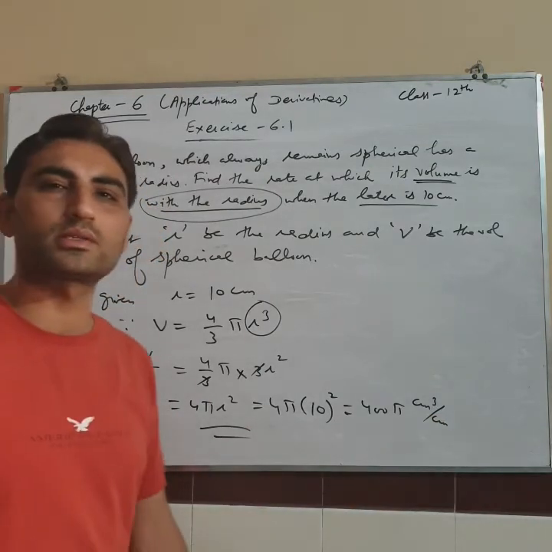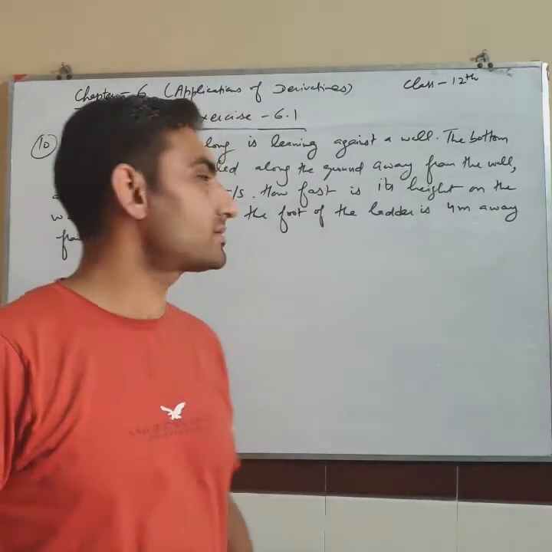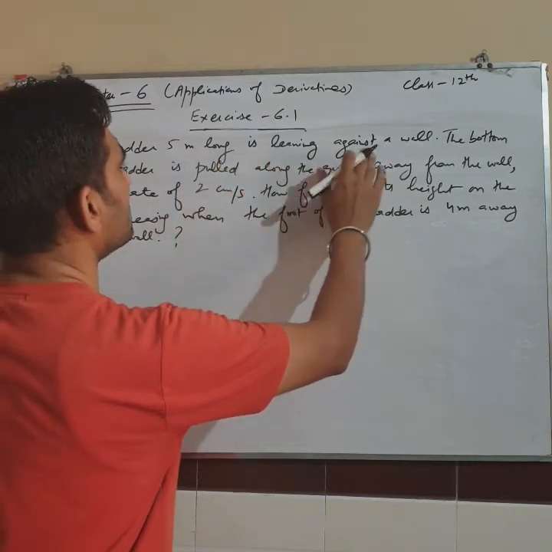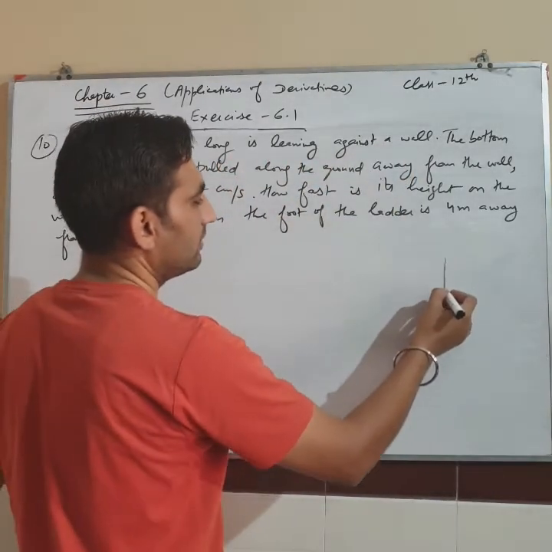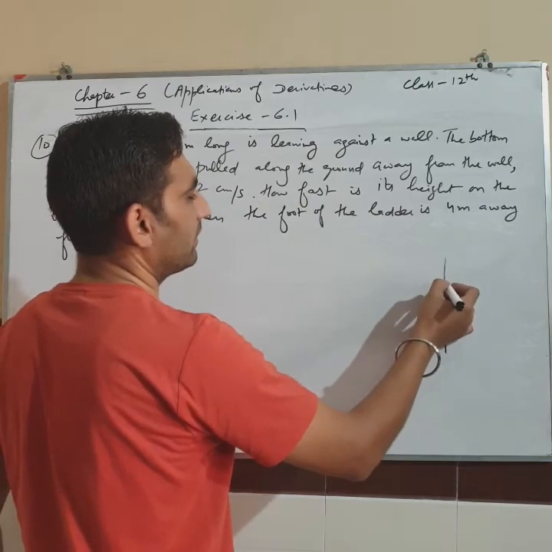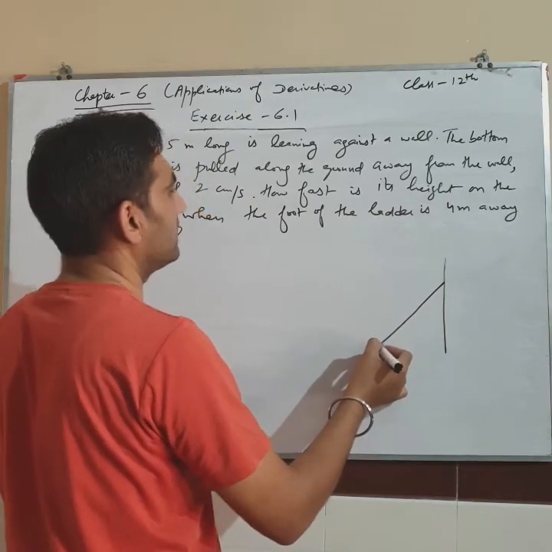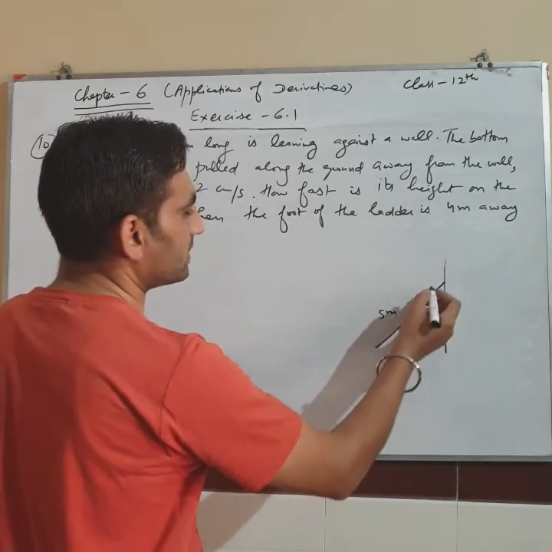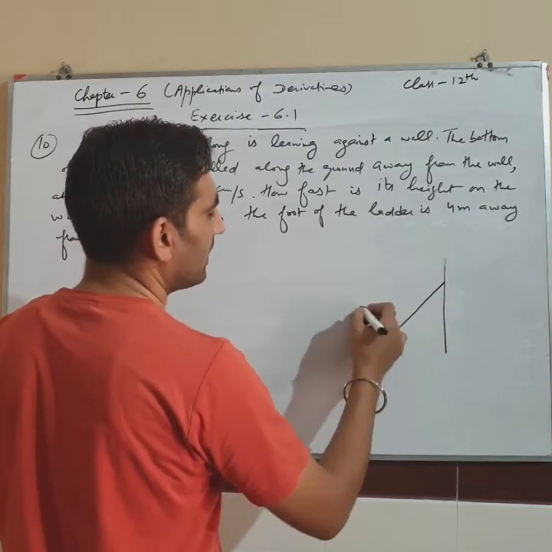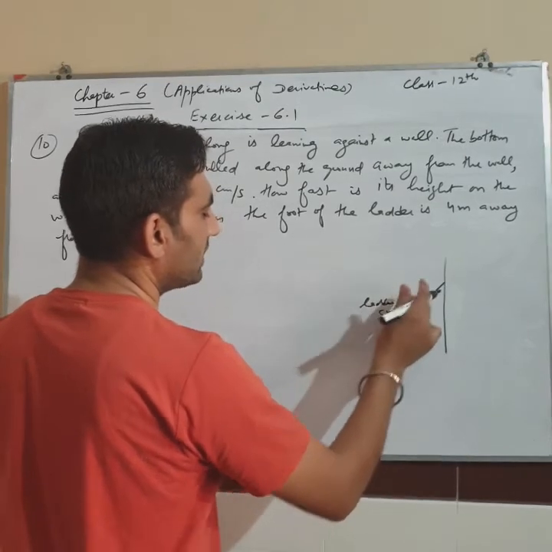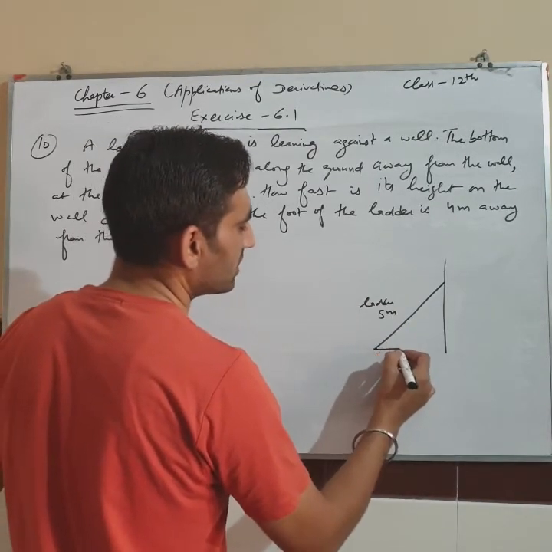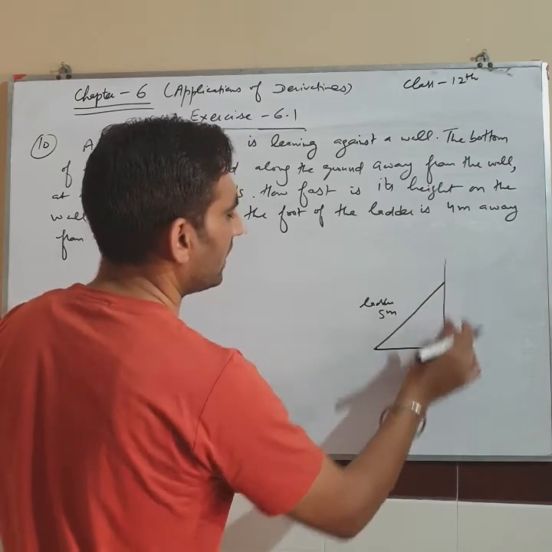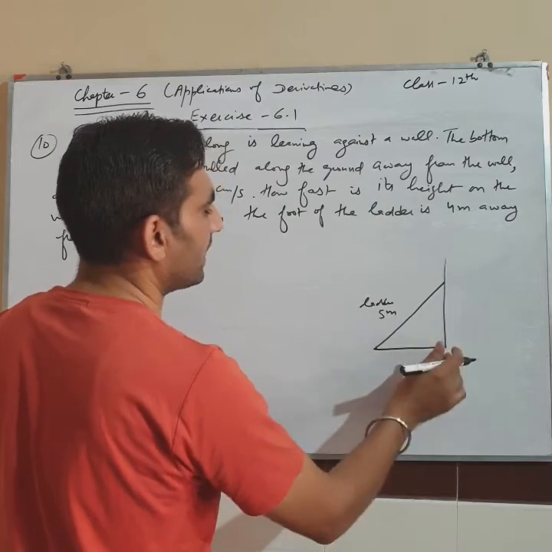See next what is given in question number 10. Question number 10 is, a ladder 5 meter long is leaning against a wall. Suppose this is a wall and a ladder which is leaning against a wall, its length is 5 meter. No doubt it will touch the ground also. So here I am writing it is the ladder. It is touching the ground here. Suppose here this is the distance between the base of the wall and the foot of the ladder.